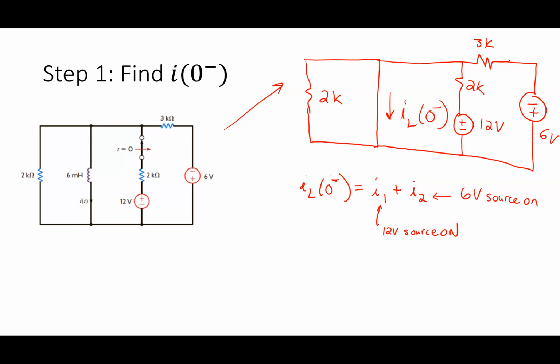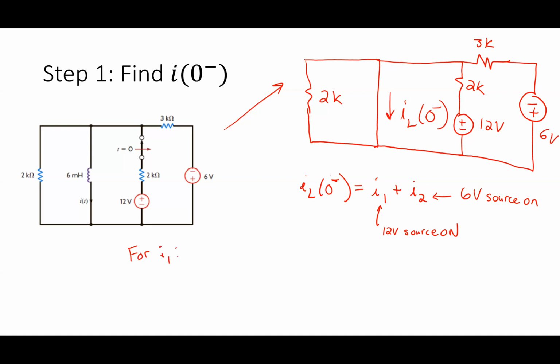All right, so if I want to figure out I1, so I1's with a 12-volt source on, I guess I didn't write it here. That also means with the 6-volt source off. So if I turn a voltage source off, that means that its voltage becomes 0. If its voltage is 0, what do I do with the voltage source? Short circuit.